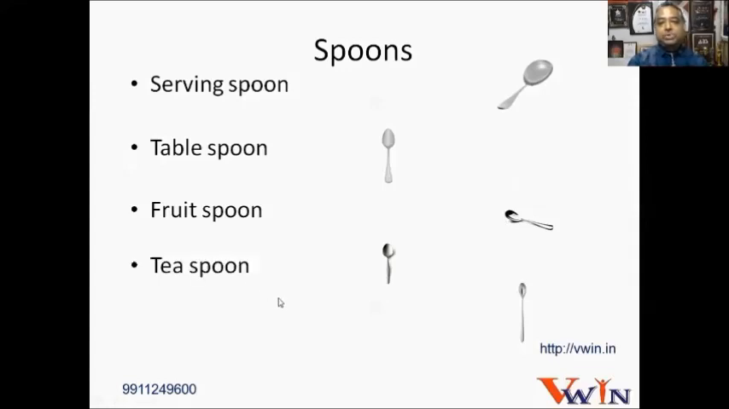Fourth is teaspoon. In fact, it is smaller than tablespoon and fruit spoon. And fifth is drink spoon. The cup is very small, but you can see this part is quite long, and this is used for juice and all.